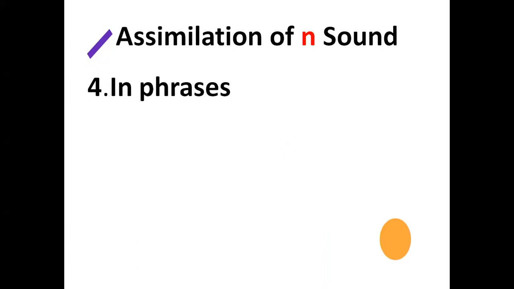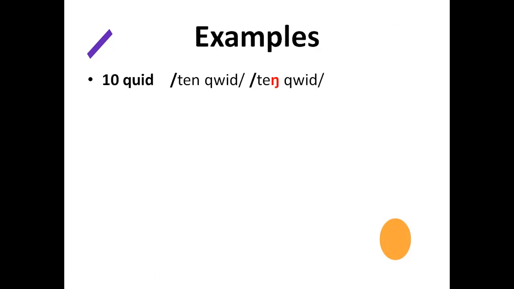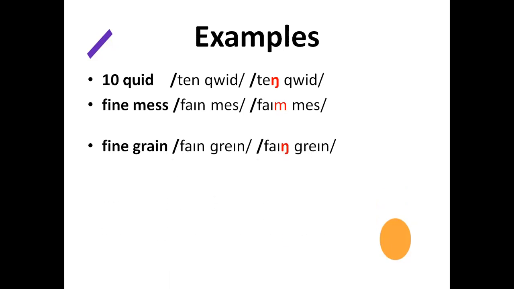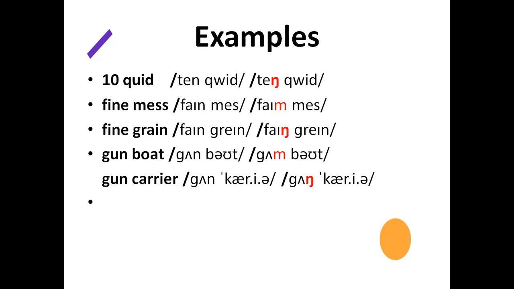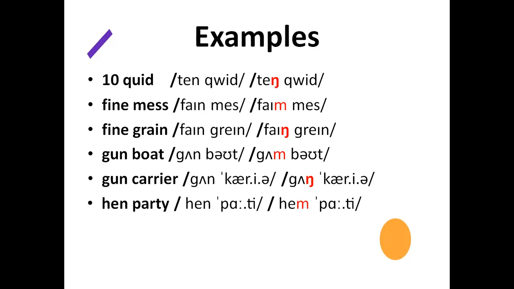Assimilation of the n sound will occur in phrases too. That is the fourth situation. See the examples. Ten quid will become teng quid. Fine mess will be changed into fime mess. Fine grain will be changed into fing grain. Gunboat will be changed into gumboat. Gun carrier will be changed into gung carrier. Hen party will become hem party.